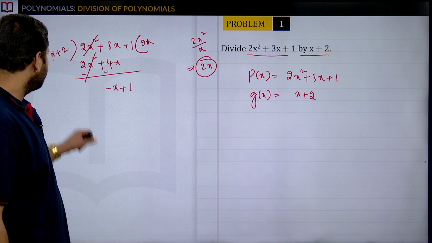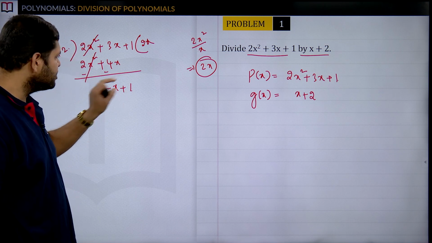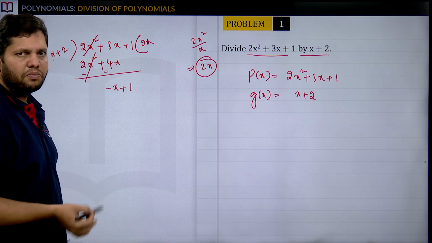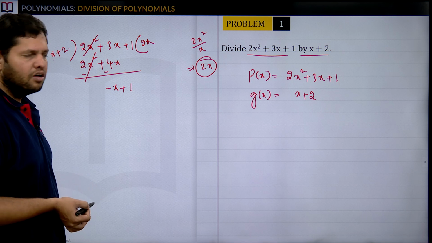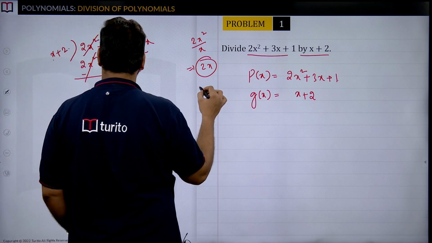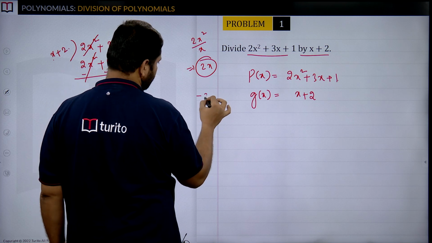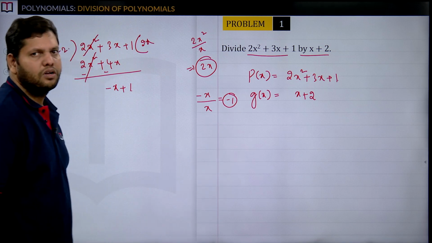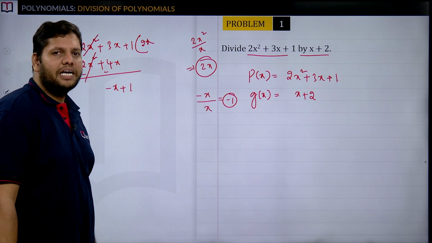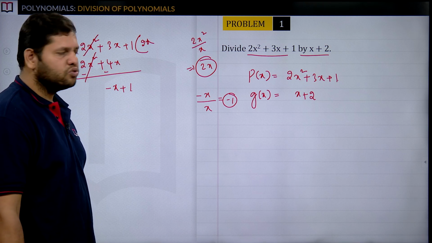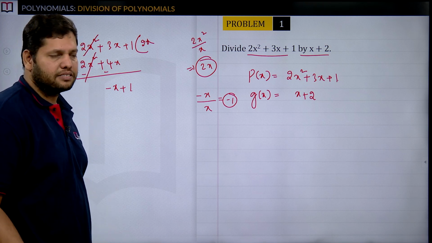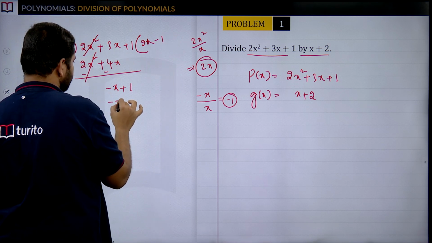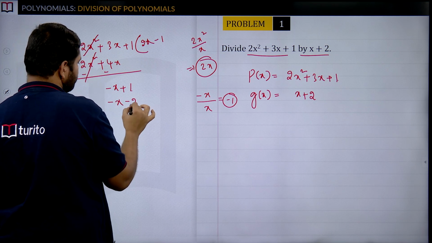Now children, we have x plus 2 and minus x plus 1. I want to get the minus x, children. By which number do we need to multiply so that x becomes minus x? Very simple, just do like this: divide minus x by x, which is minus 1. So we multiply with minus 1. When we multiply with minus 1, the x becomes minus x, so write down here minus x. Minus 1 into x is minus x, and plus 2 into minus 1 is minus 2.